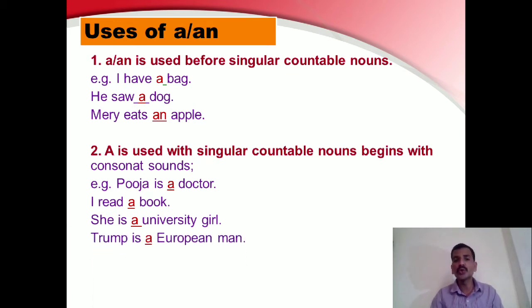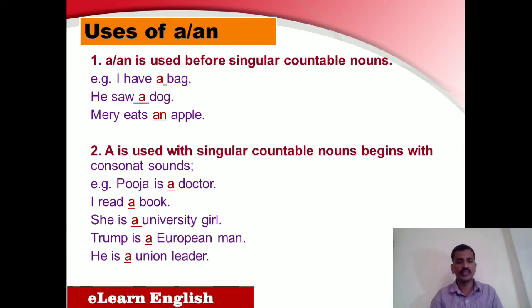Trump is a European. Here, European. Before Europe always use a. A European. He is a union leader. Now U begins with a vowel letter, but actually it sounds like a consonant. That's why a is used.